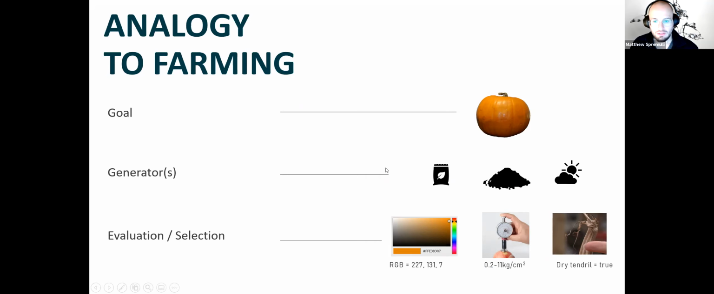We have generators: seeds, soil, sunlight, and we have evaluation tools. We know what color we want it to be. We know what kind of density we need it to be in order to be ripe. And we know if it is ripe also by having the tendril at the top being dry. So this is kind of like metrics, goals, if you will, that help us understand the quality of a pumpkin in quantitative measures.